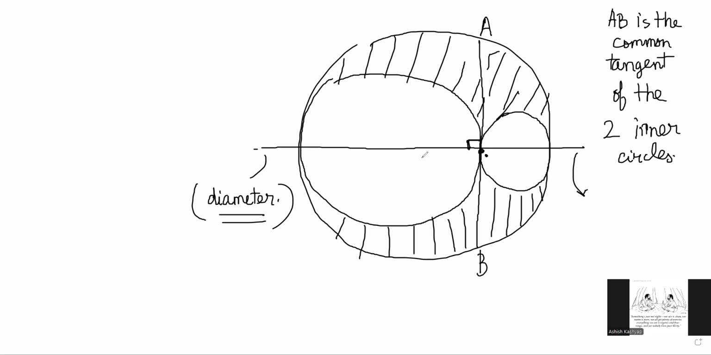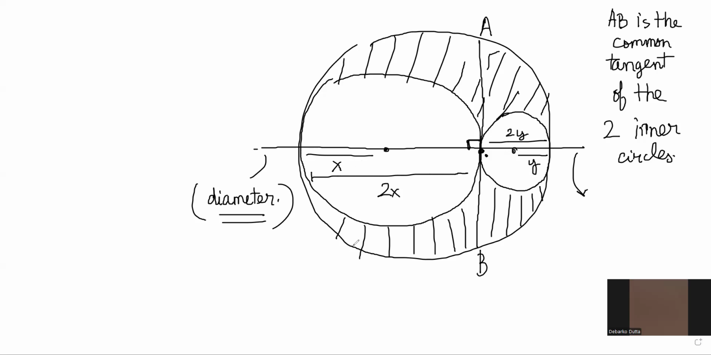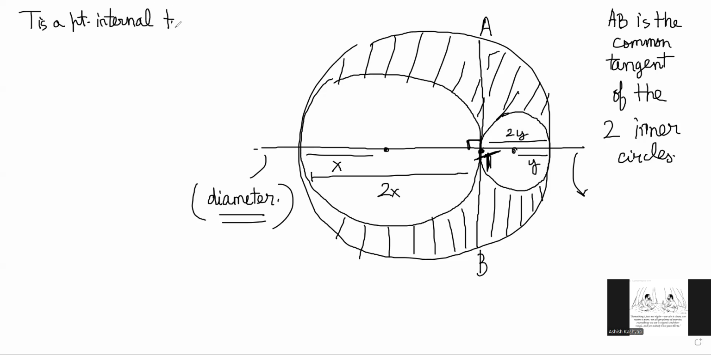We can say if this circle has radius x, let's say radius of this circle is x and radius of this circle is y. So this distance is what? 2x, and this distance is what? 2y, right? Correct? Yes, sir. Now notice if you call this point T, let's call this point T. T is a point that is internal to the big circle, right?